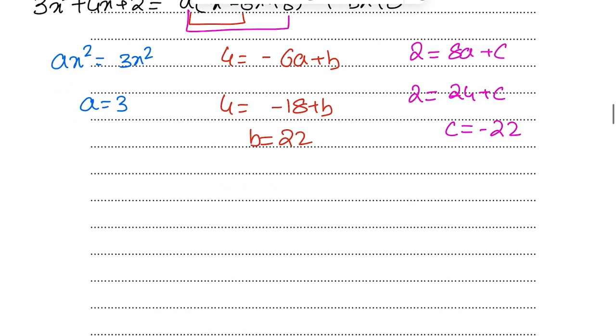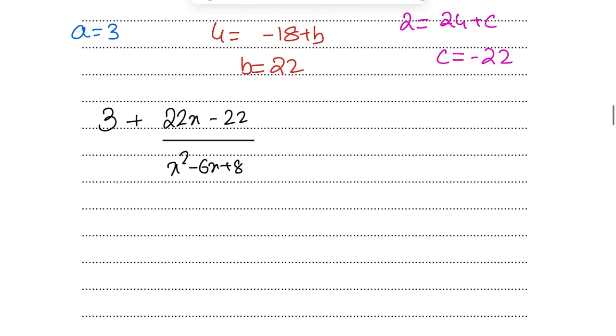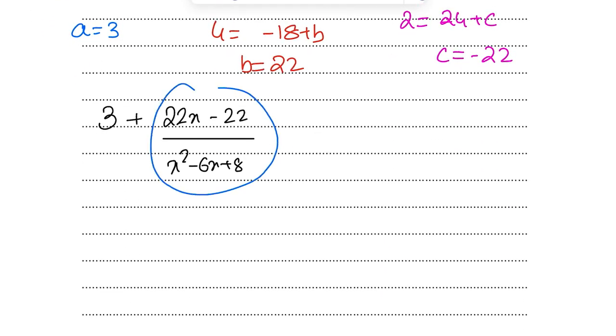So what will the partial fractions look like now? 3 plus (22x minus 22) divided by (x square minus 6x plus 8). Now we have to do partial fractions for this particular term.